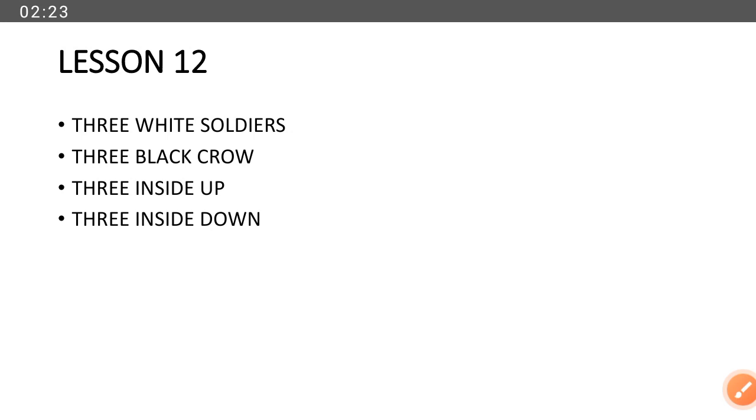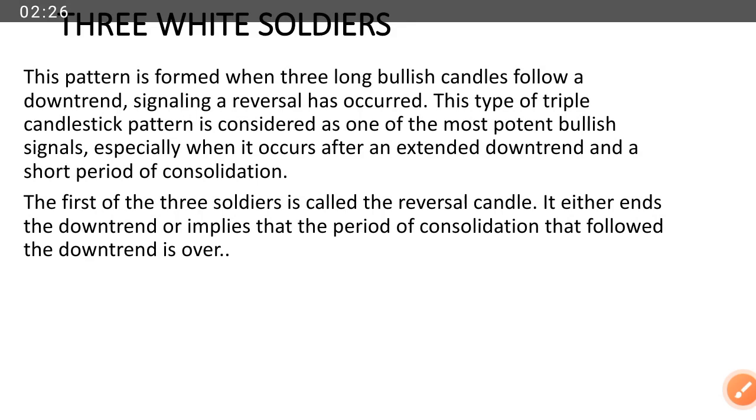Now let's start. The 3 white soldiers. This pattern is formed when 3 long bullish candles follow a downtrend, signaling a reversal has occurred. This type of triple candlestick pattern is considered one of the most potent bullish signals, especially when it occurs after an extended downtrend and a short period of consolidation.